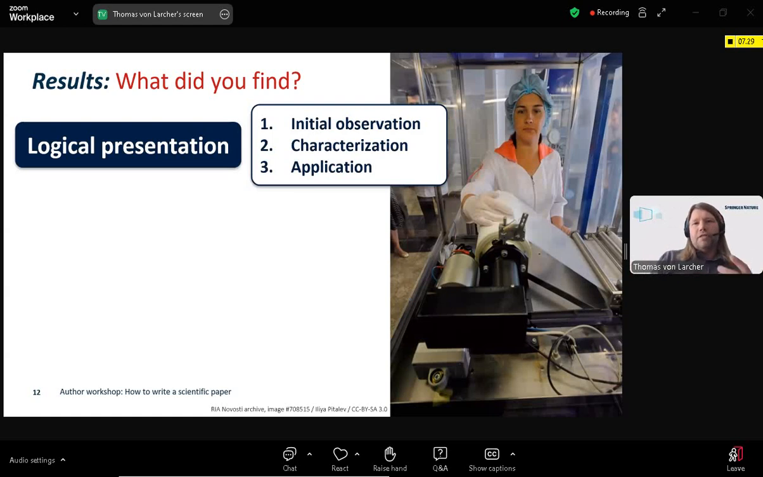So you should start with the initial observation. Here you should try to attract interest and what you have been able to find. And then you should expand the initial observation. So you start a characterization, right? Look into this in another context. Try to understand it mechanistically, for example, right?